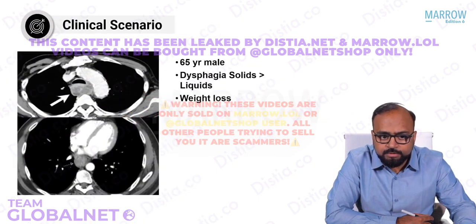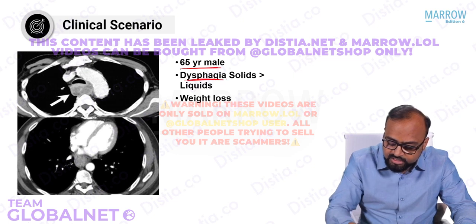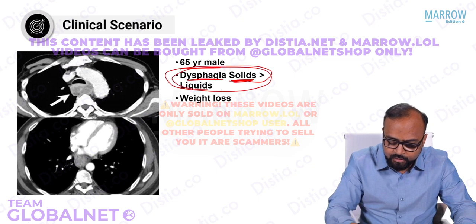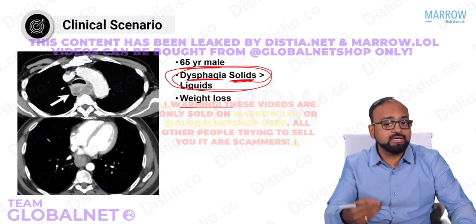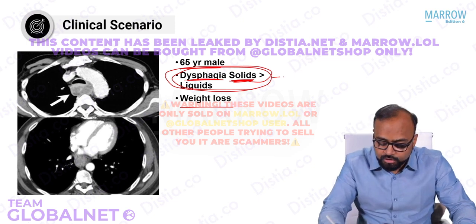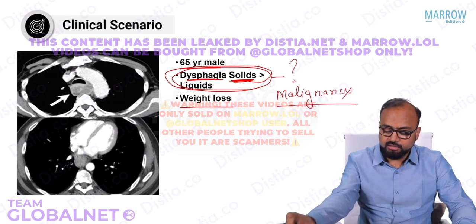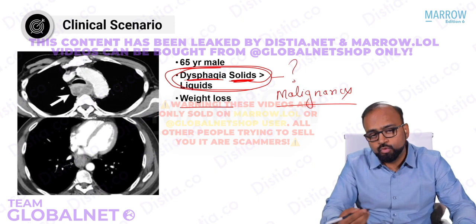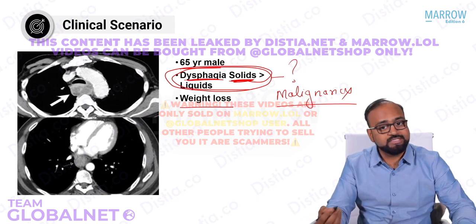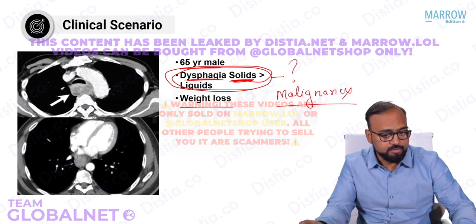Now look at this particular patient. This is an elderly male who presents with dysphagia more for solids as compared to liquids, and weight loss. So elderly male with weight loss and dysphagia more for solids points towards a possibility of malignancy. And remember, dysphagia for liquids more than solids is usually an indicator towards achalasia, but for solids more than liquids is usually an indicator towards an esophageal malignancy.